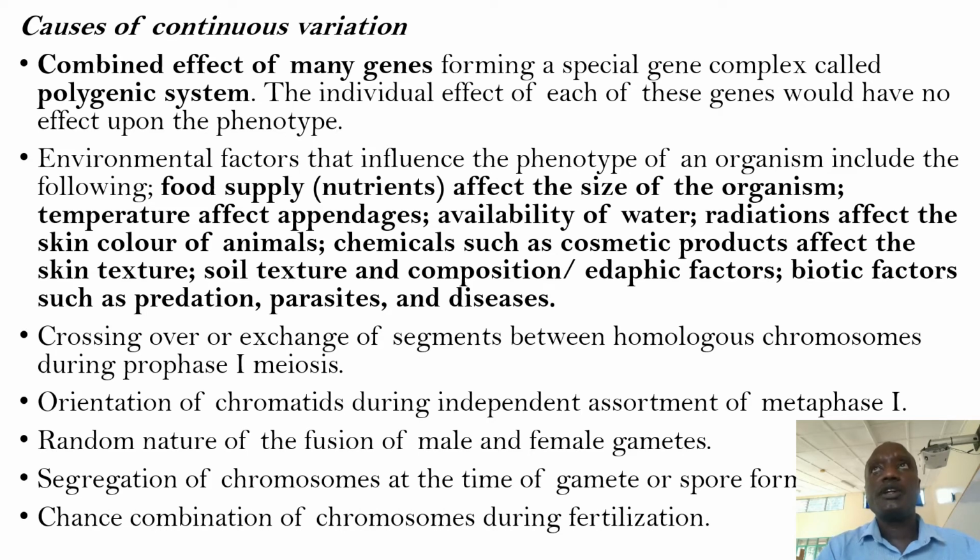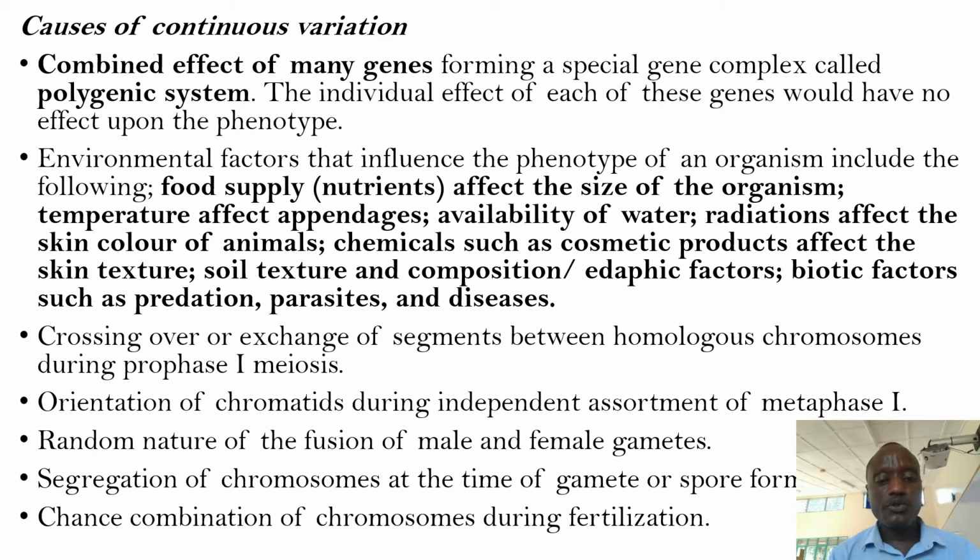During the time of fertilization, male individual organisms tend to produce so many gametes. But when it comes to fertilization, it has to be done randomly. You can't tell which sperm cell has fertilized an egg. No, fertilization is done randomly. So basically, that's why the random nature of fusion of male gametes and female gametes is also regarded as a cause of continuous variation.